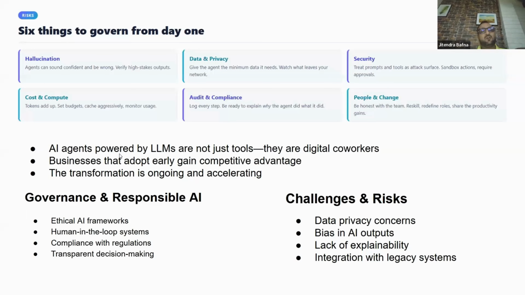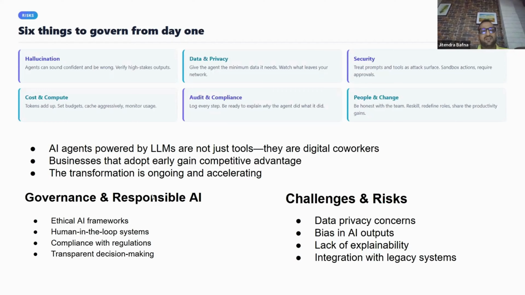As I mentioned, AI agents powered by LLMs are not just a tool. They have now become digital co-workers. They are supporting the human, right? Businesses that adopt AI have an early competitive advantage. Most of the bigger organizations have already started adopting AI. The transformation is ongoing and it is accelerating every day.